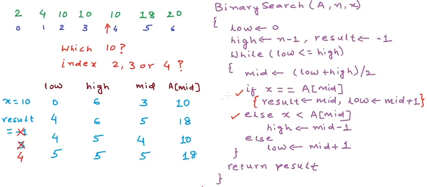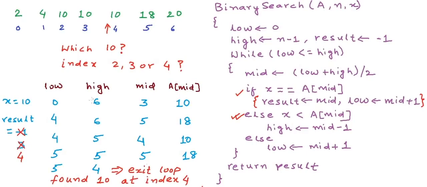Now 18 is greater than 10, so we will once again go to this particular condition. So low is still 5 and high becomes 4 now. Now this is not a valid search space, this is not a valid segment. The low less than or equal to high condition fails, so we will exit the while loop, and our game is over. We return whatever we have in the result. So we will kind of say that we found 10 at index 4.